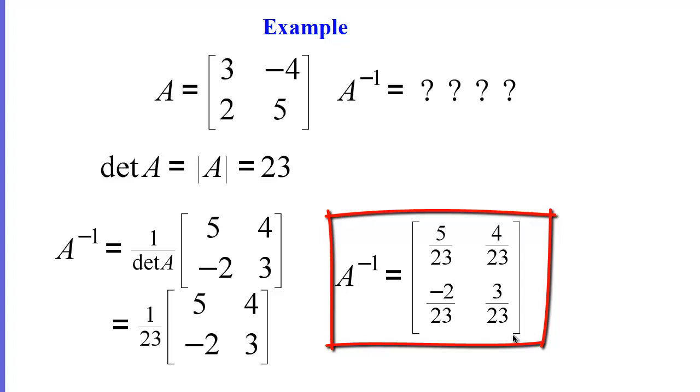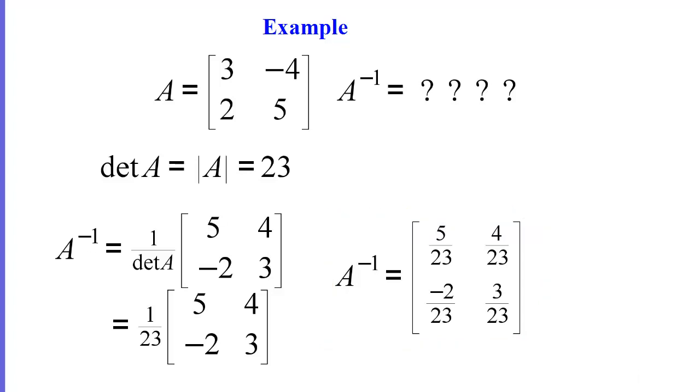How could we check our work? Well, we ought to be able to multiply A times A inverse and get the identity matrix. And if you go through and multiply each of those terms using the rules for matrix multiplication, if it's correct, you will get the identity matrix.